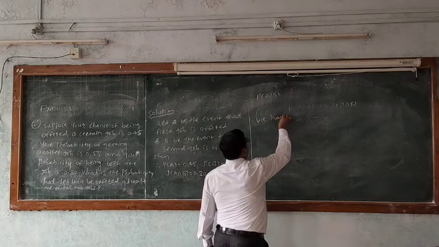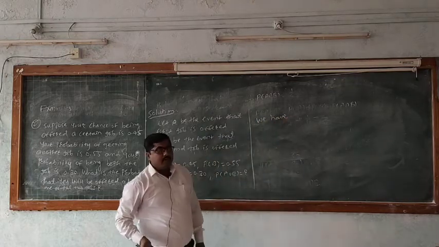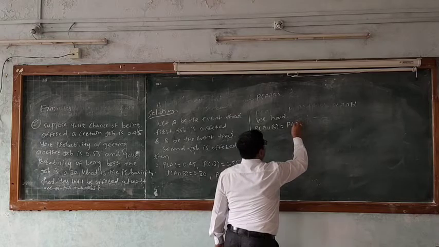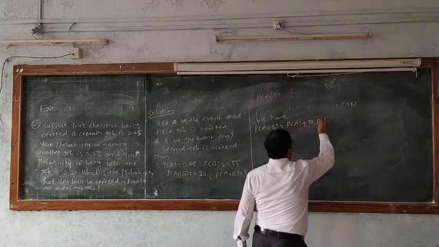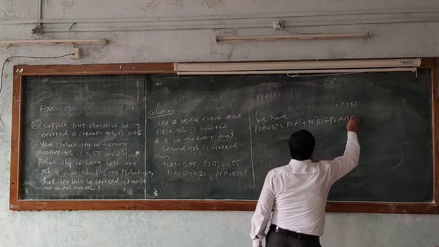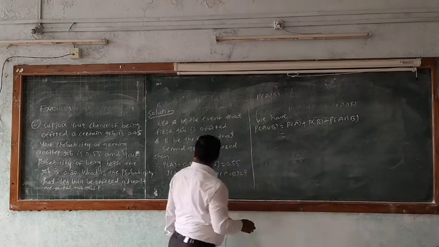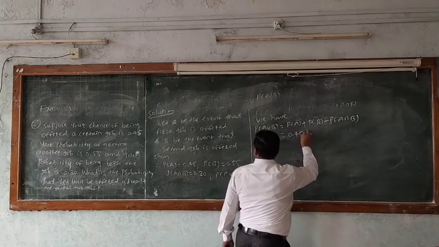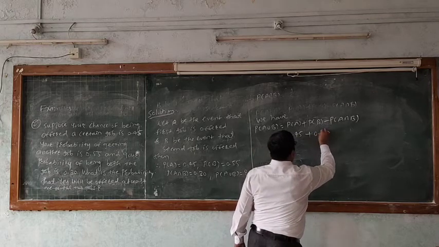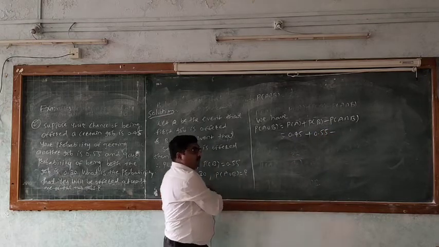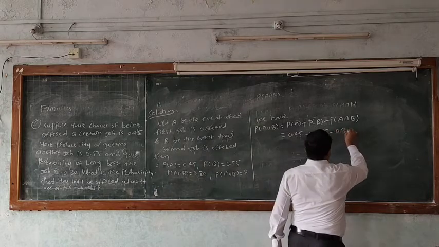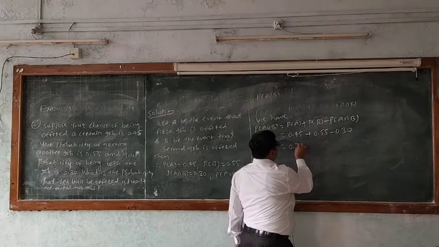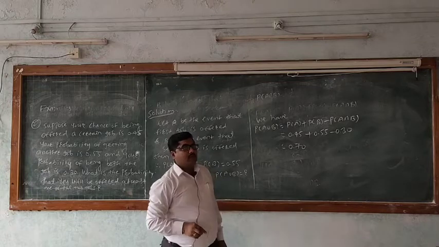We know probability of A union B equal to P of A plus P of B minus A intersection B. P of A is 0.45 plus 0.55 minus 0.30. Right. Then 0.70 is the probability.